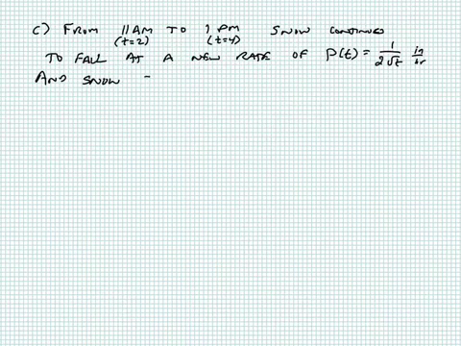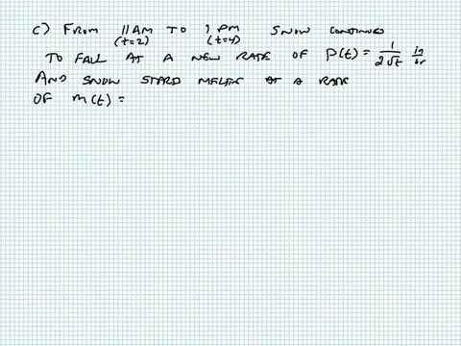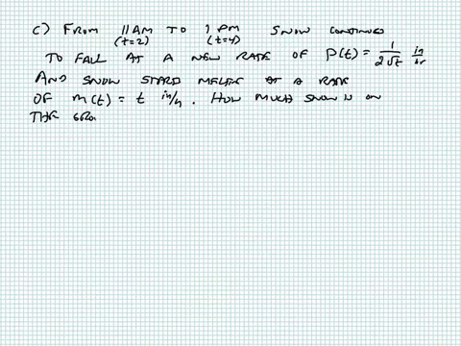And the snow starts melting at a rate, the melting we'll call m, so m of t, is equal to, we'll just say t inches per hour. And I want to find out how much snow is on the ground at 1 p.m. So that's at t equals 4 hours.